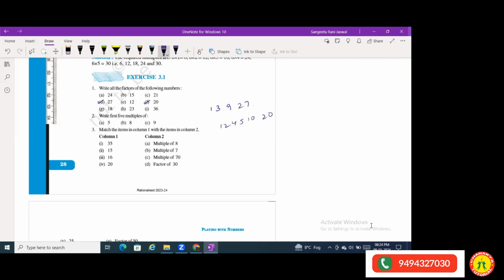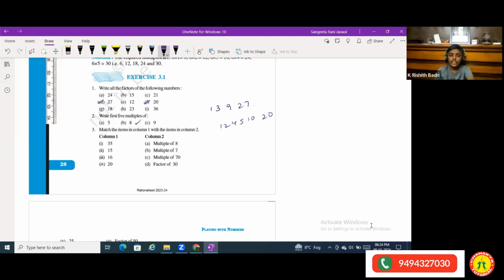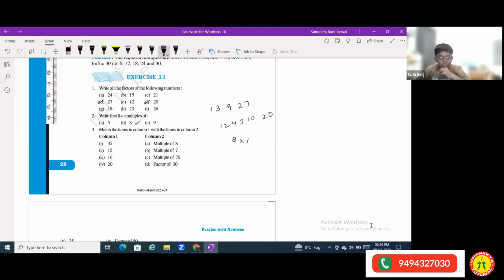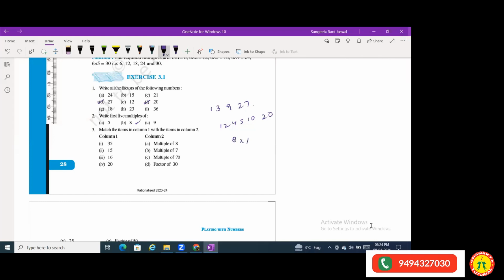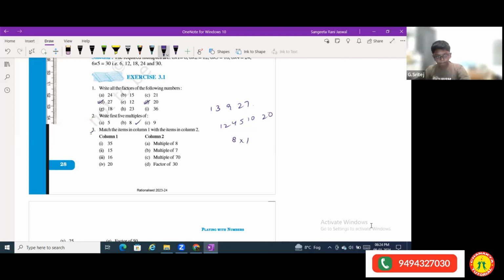Now, write first 5 multiples of 8. Can you write the multiples of 8? Yes, ma'am. Simple. Ma'am, we have to match that thing, ma'am. That's another question. The matching is a different question. That's question number 3, no?